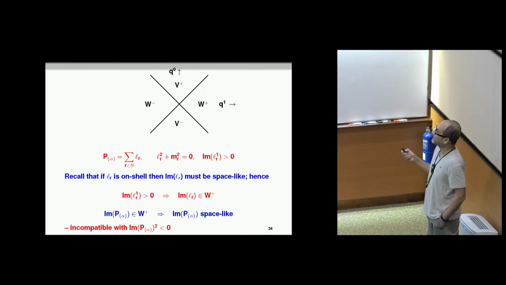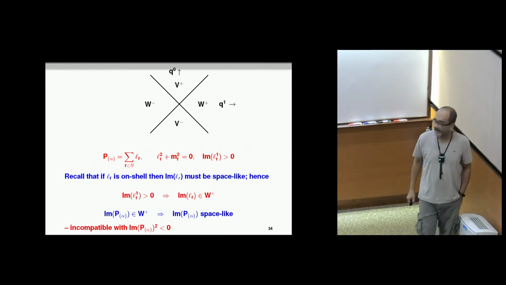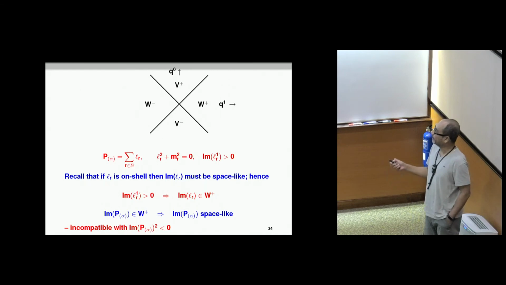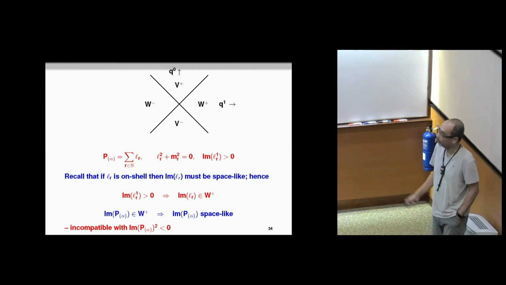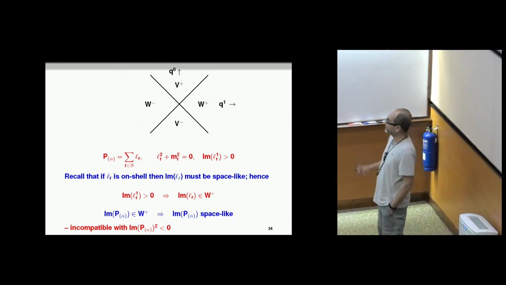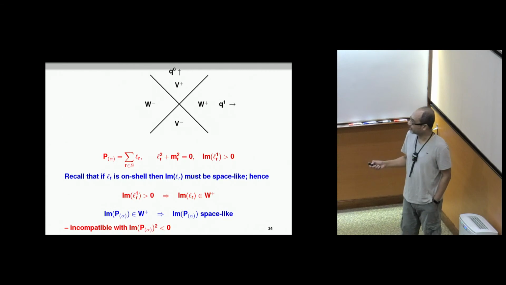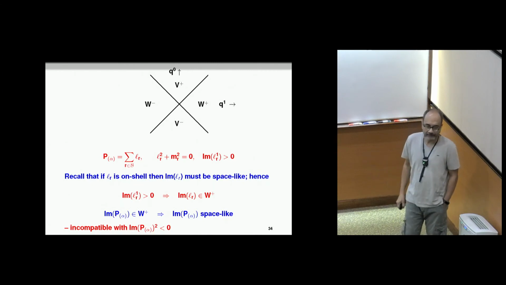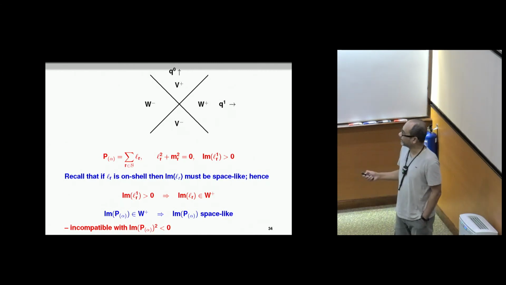Because W plus and W minus are the two space-like domains, and positive momentum comes in the W plus. And now P alpha is the sum of these. So if you add vectors inside W plus, just simple inspection can show that the resulting vector must be in W plus. So imaginary P alpha is in W plus, which means imaginary P alpha is space-like. And that's of course incompatible with the domain condition that imaginary P alpha must be time-like.